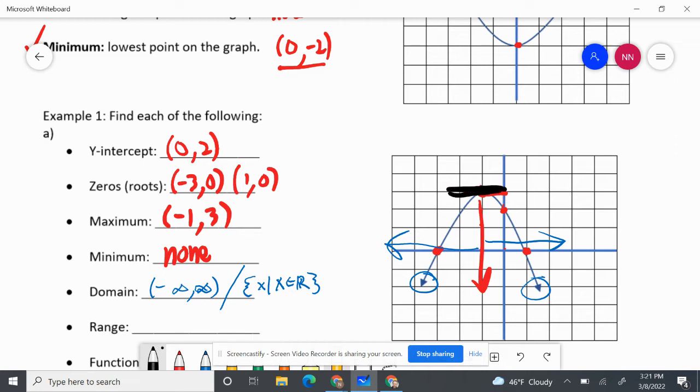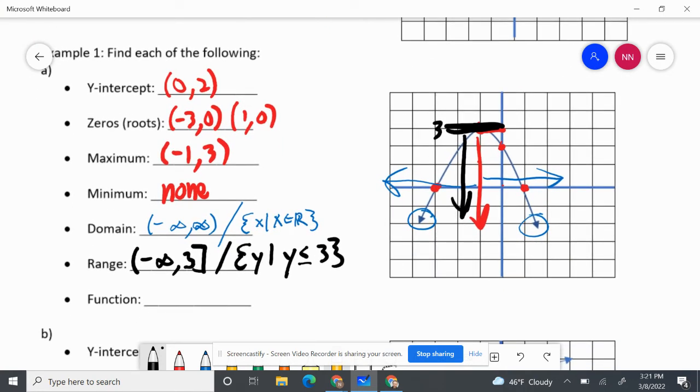Our range would be our y values. So this is our highest point at 3. It's going down. Remember, we do the least value first, and then we do the greatest value. Or we could do the set notation where we say y such that y is less than or equal to 3. And then, is it a function? We talked about this a little while ago. Function would be every x only has one y. We draw our vertical line test, and we see that it just crosses once, so it is a function, yes.